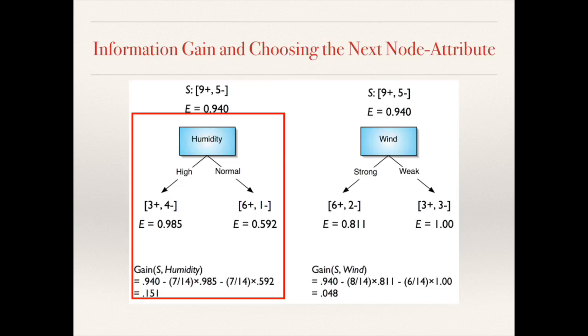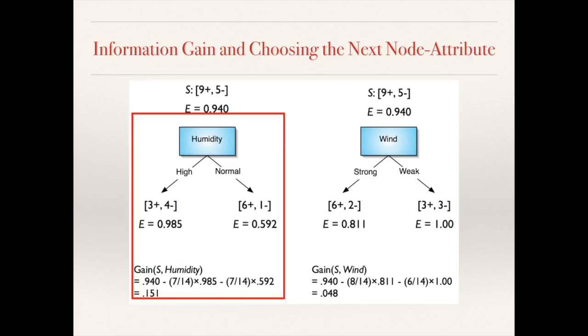Here is a concrete example. If we have 14 samples in the previous example of the weather conditions and the playing of the game, there are 9 positive examples and 5 negative examples. The entropy of this two-object system is 0.94 prior to adding any attribute to the tree.